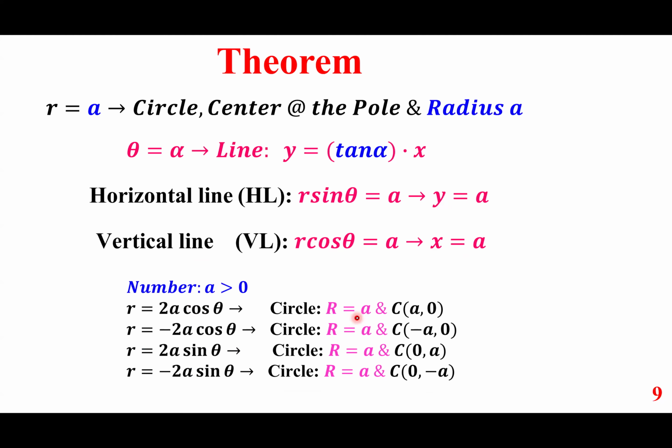Now the center is along the x-axis, the polar axis, if we are dealing with cosine, positive on the positive side, negative on the negative side. And it's along the y-axis, theta equals pi over 2, if it involves sine. Okay, by the way, the x-axis is the polar axis, and the y-axis is theta equals pi over 2.